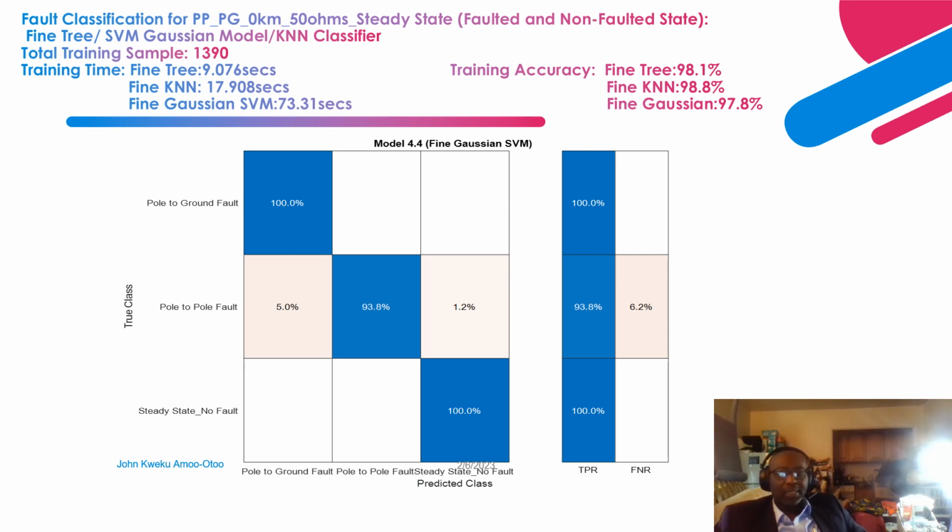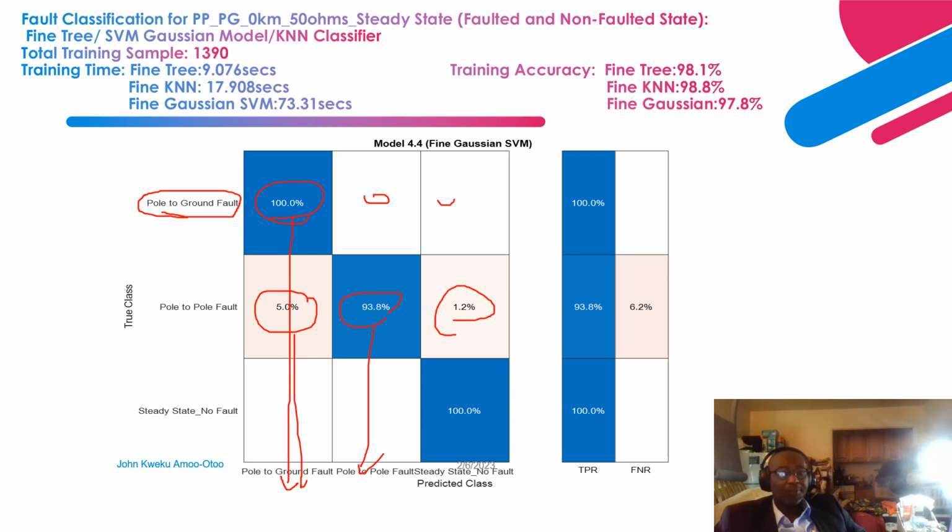Next is percentage-wise. The previous slide gives us the quantity in numbers. It is telling me that for a pole to ground fault, 100% of it was accurately classified as pole to ground fault during the training session, and zero misclassification between pole to ground and pole to pole, and steady state. For pole to pole, 5% of it was misclassified as pole to ground, and 93.8% was correctly classified, with some misclassification between pole to pole and steady state. And for steady state, 100% classification.